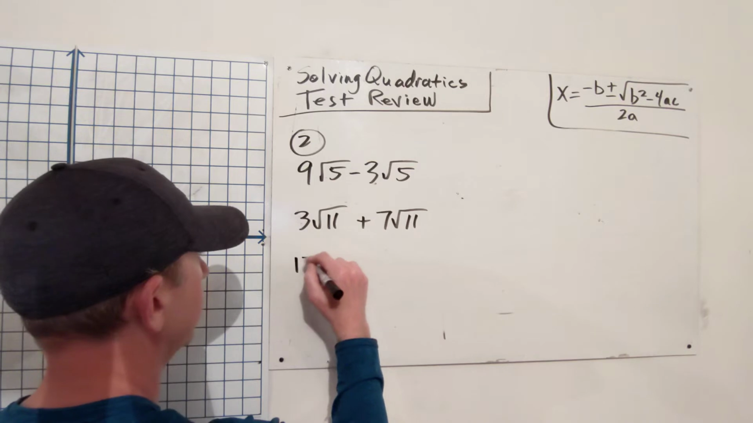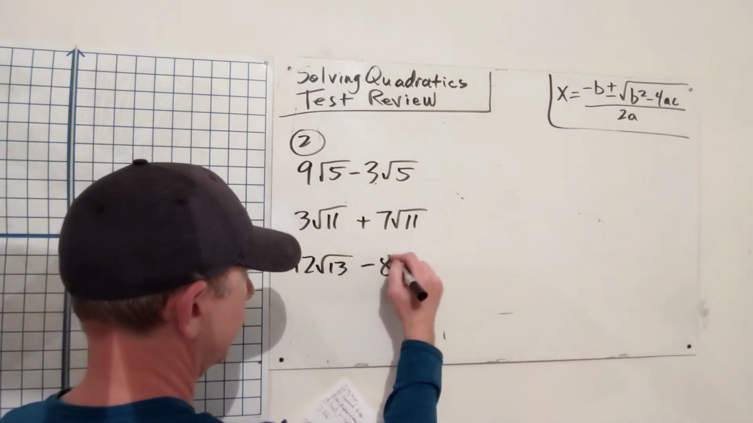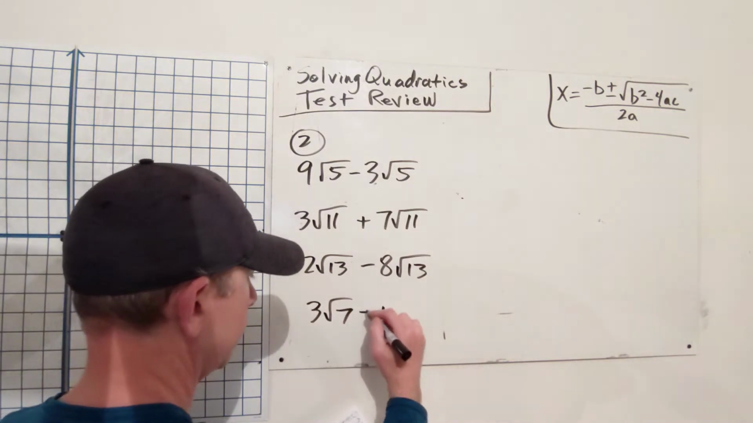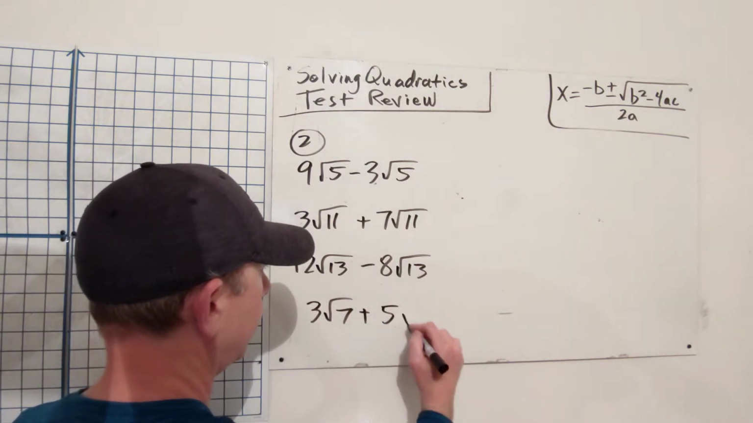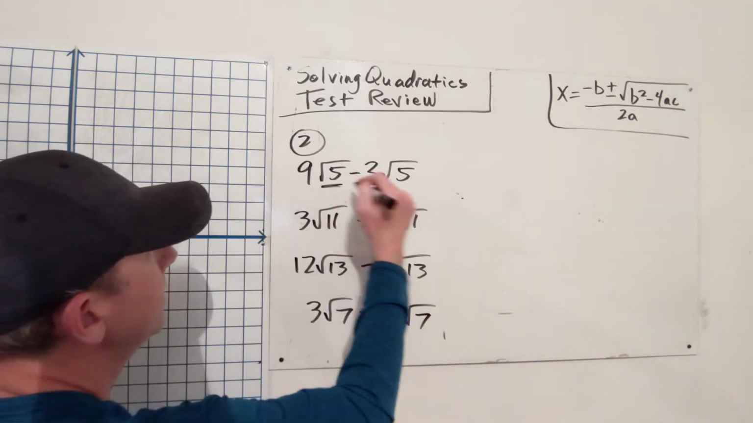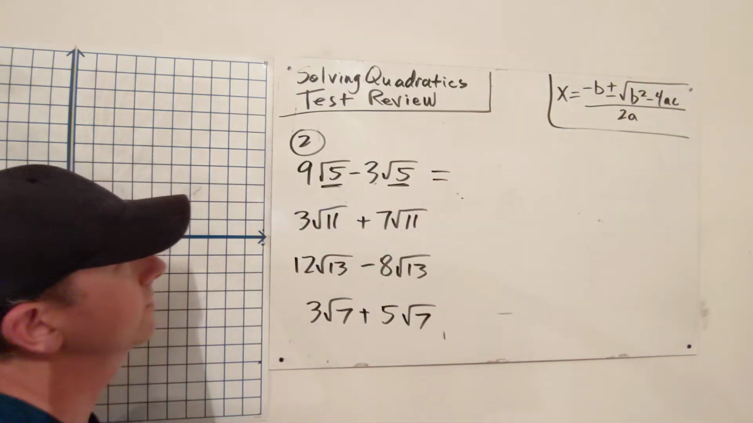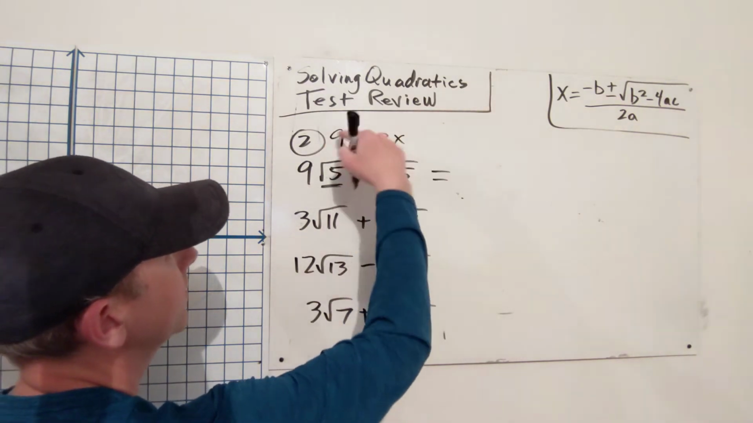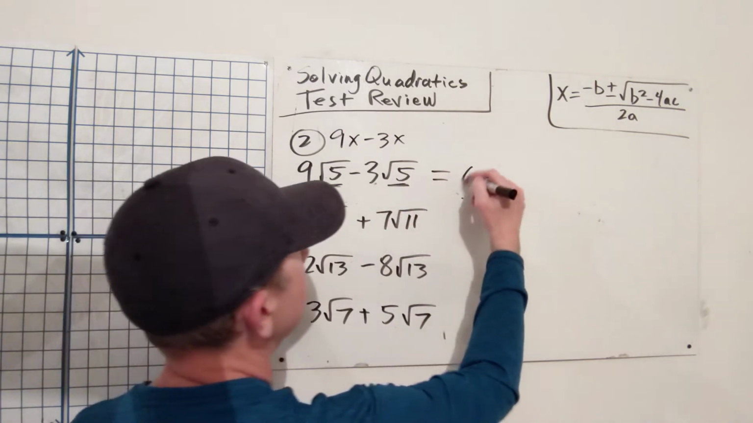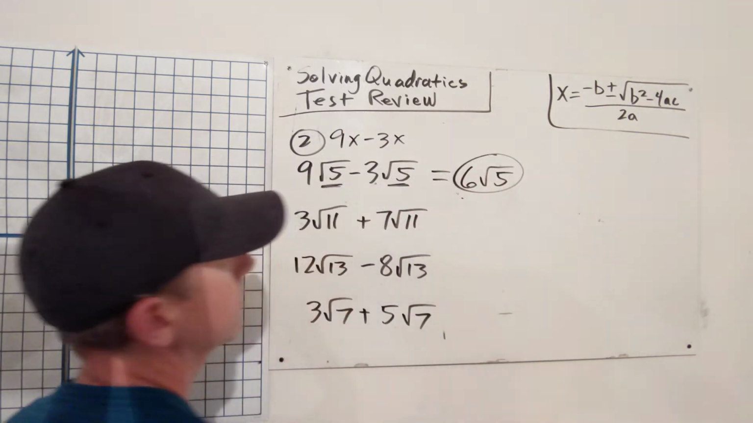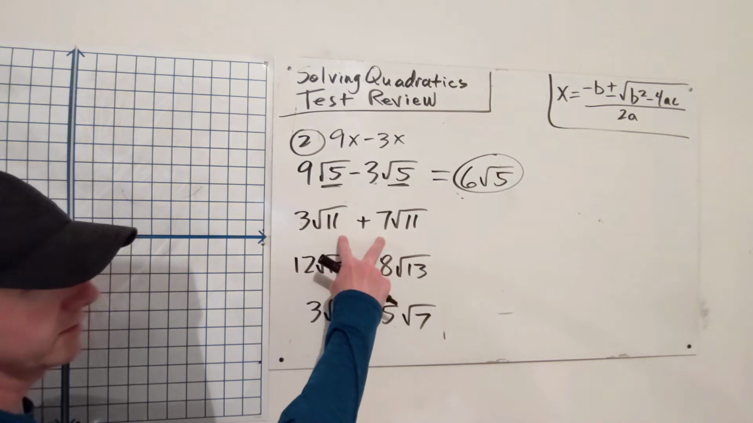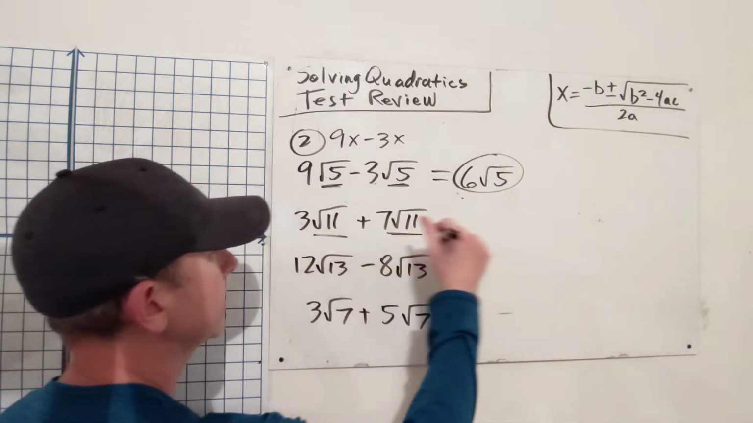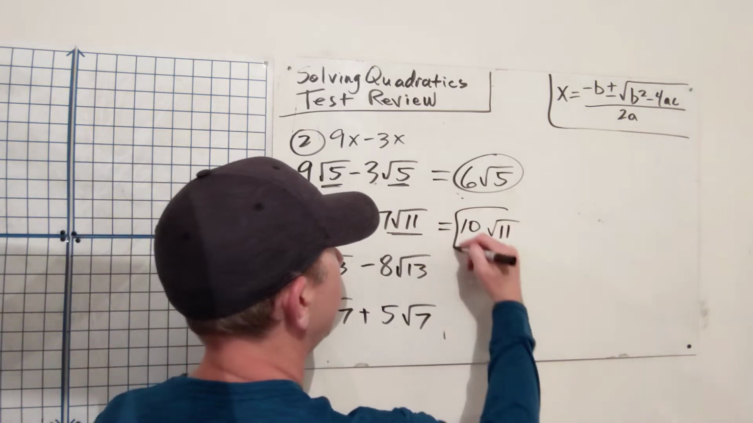Let's see, 12 radical 13 minus 8 radical 13 and 3 radical 7 plus 5 radical 7. All right, so as long as these are common radicals, we can just do 9 minus 3, just like we would if we did 9x minus 3x. That would be 6x. This is going to be 6 radical 5. Okay, so that was that one. If you had this one, or just for your understanding, they're both radical 11s. So 3 plus the 7 is 10, radical 11.